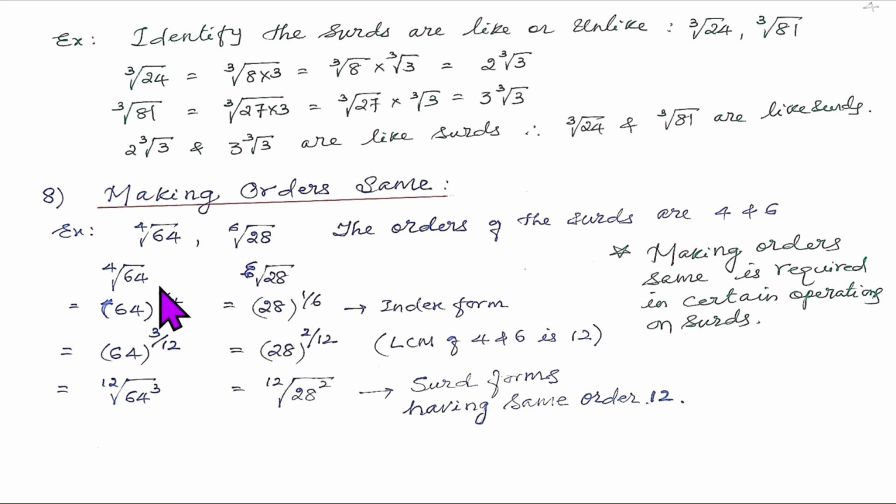If I make the denominator 12 here, I have to multiply the numerator by 3, so 3 by 12. Here I have to multiply by 2, 2 by 12. Again it will be 12th root of 64 raised to 3, 12th root of 28 raised to 2. So I have made the order same here, 12 and 12. The procedure of making the order same is: convert them into index form, make the denominators same by writing the equivalent rational numbers, and then reconvert into surd form. That is how we convert. Making order same is required in certain operations on surds, so that is the reason why we learn it.